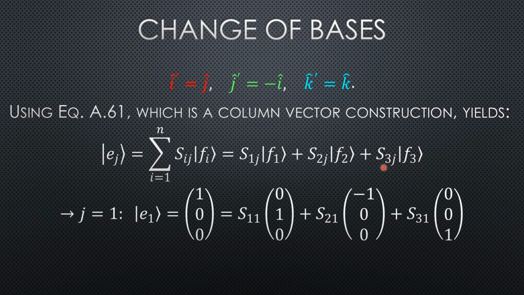For example, if we take j equals 1, which gives us the unit vector e_1, the i-hat direction, putting the i-hat into column vector notation gives 1, 0, 0, as we see here. We have to ask ourselves what amount of S11, what amount of S21, and what amount of S31 from our new bases. We see that i-hat prime is j-hat, so that goes to 0, 1, 0. j-hat prime is now negative i-hat, so we put a negative 1 there. k-hat prime is k-hat, so we just leave that there. What values do I put on S11, S21, and S31 in order to get this value back?